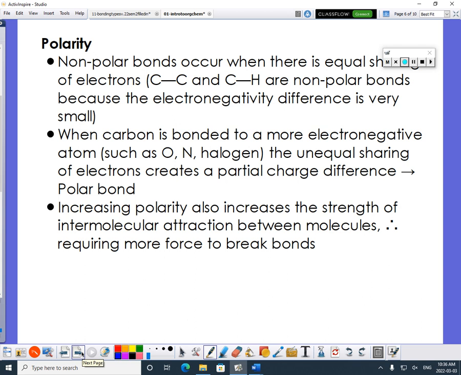So nonpolar bonds will occur when there is equal sharing, as you know already. Carbon-carbon and carbon-hydrogen, which are the basic backbone to every organic molecule, are nonpolar. The electronegativity difference is very small, and you'll still get that periodic table with those electronegativity values on there. But when we do organic chemistry, it's basically carbon and oxygen, nitrogen, maybe a halogen. Okay, so really simple types of atoms. It's just arranged differently. Once you start bonding a more electronegative atom, such as oxygen, nitrogen, or a halogen, the unequal sharing of electrons creates a partial difference, which increases the polarity.